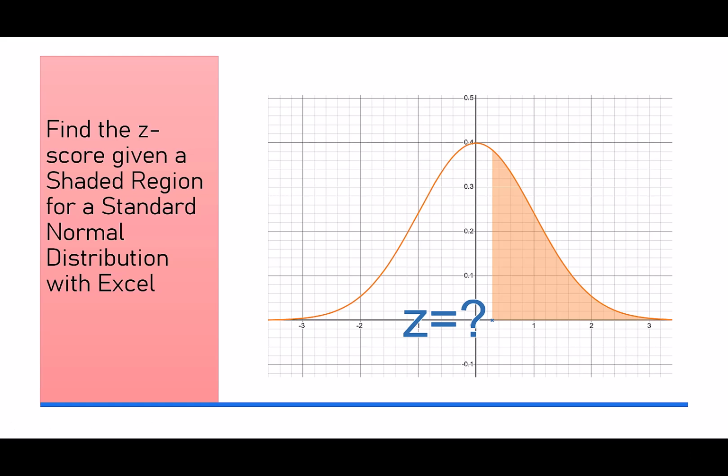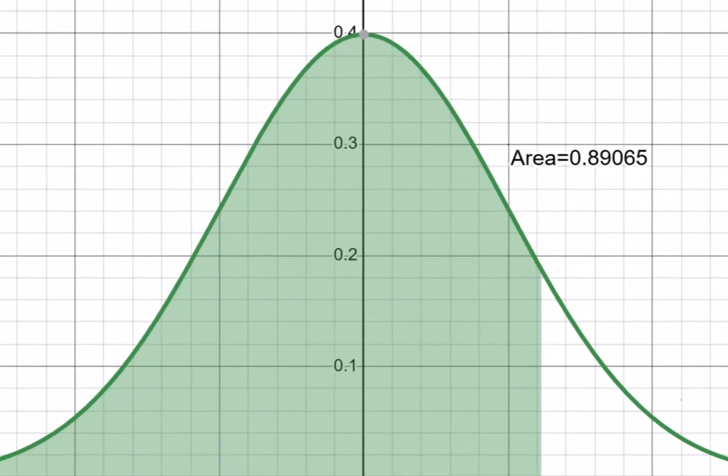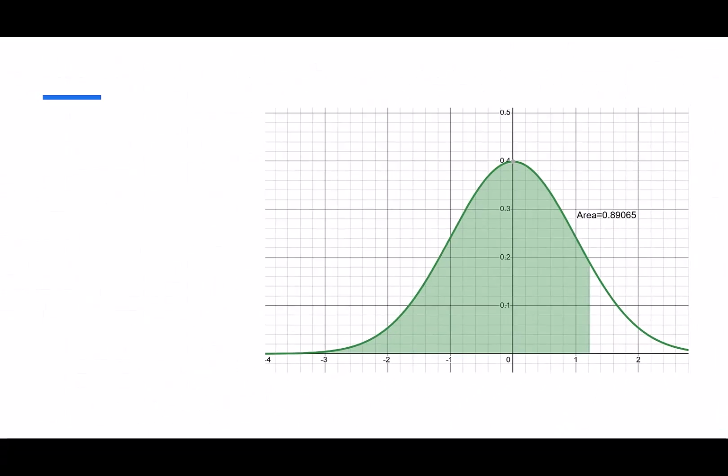Hi everybody, in this video we are going to find the z-score given the shaded region for a standard normal distribution using Excel. Our first problem gives us a shaded region of 0.89065. I want you to notice two things. We're finding a z-score because this is a standard normal distribution, mean of 0, standard deviation of 1, and we are going for the area to the left.